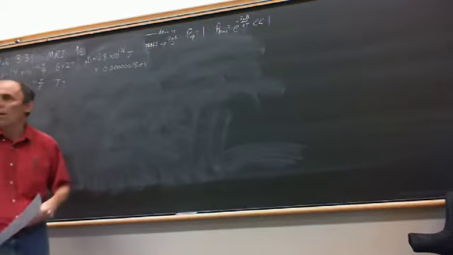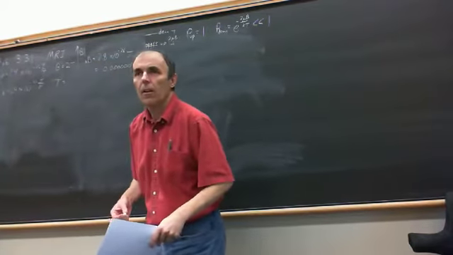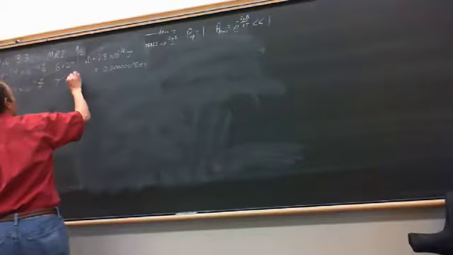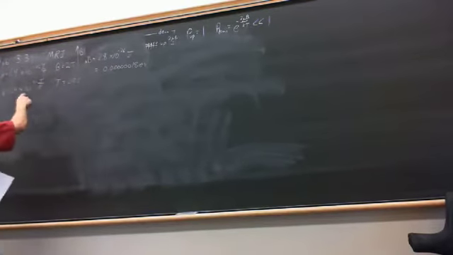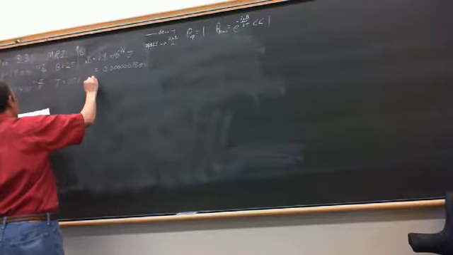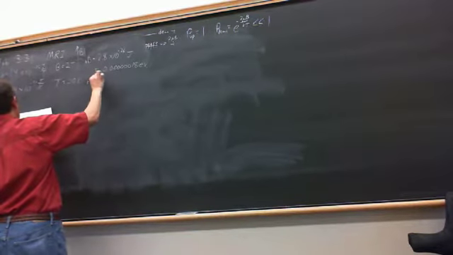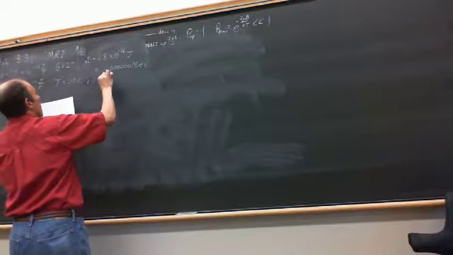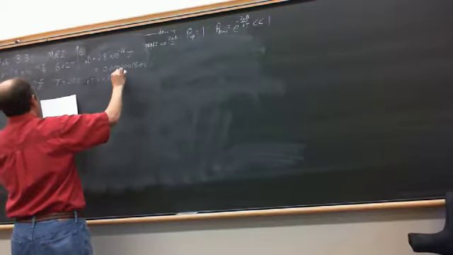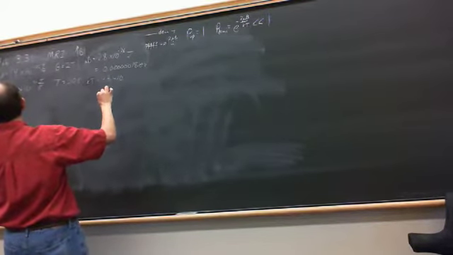What did I say our body temperature was? 310 Kelvin. So you multiply those two together, and kT is equal to 4.3 times 10 to the minus 21 joules, which is the same as 0.027 electron volts.